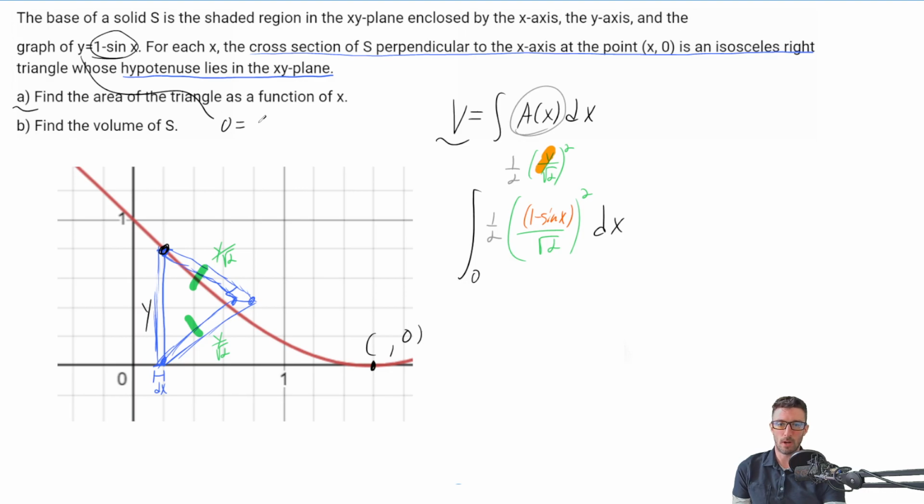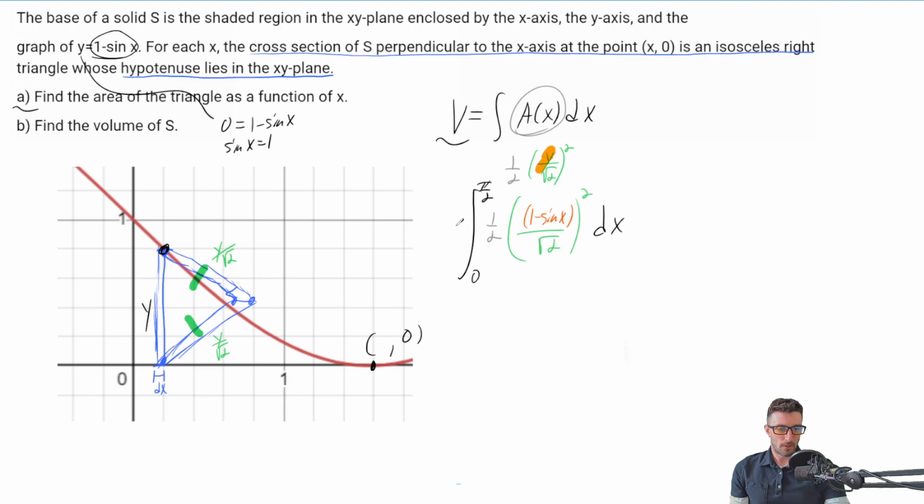And you plug in the 0 for y, and then you find out it's when sine x equals 1. Well, when does sine x equal 1? Oh, that's right, pi over 2. So that would be the ending point of this.